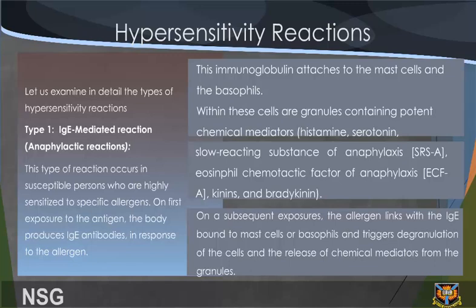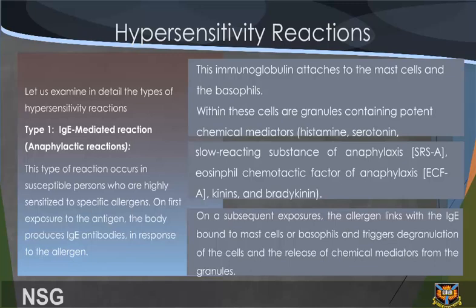Anaphylactic reaction. This type of reaction occurs in susceptible persons who are highly sensitized to specific allergens. On first exposure to the antigen, the body produces IgE antibodies in response to the allergen. This immunoglobulin attaches to the mast cells and the basophils. Within these cells are granules containing potent chemical mediators: histamine, serotonin, slow-reacting substance of anaphylaxis (SRSA), eosinophil chemotactic factor of anaphylaxis (ECFA), kinase, and bradykinin.